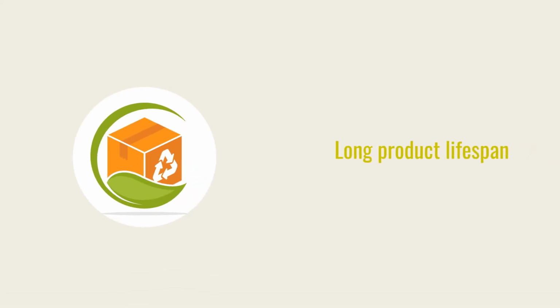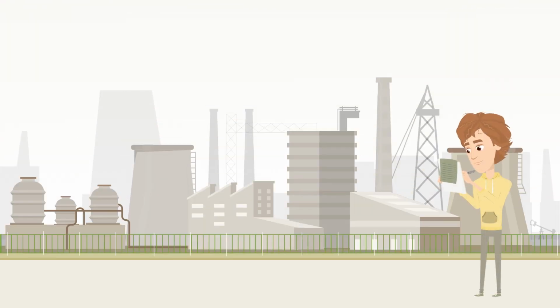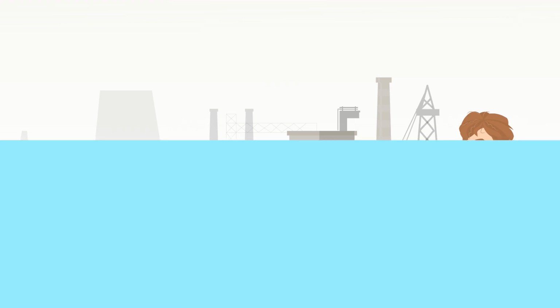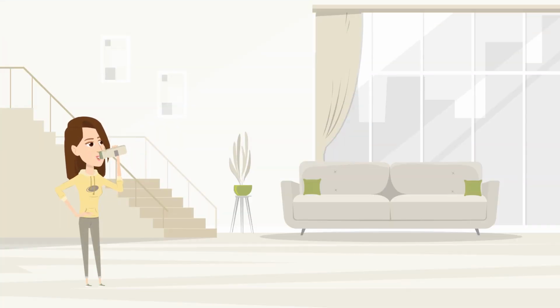Long product lifespan. The circular economy seeks to extend the useful life of products through repairs, upgrades and improvements. This reduces the need for new products, which in turn helps reduce waste. The following steps can be taken to achieve this goal.